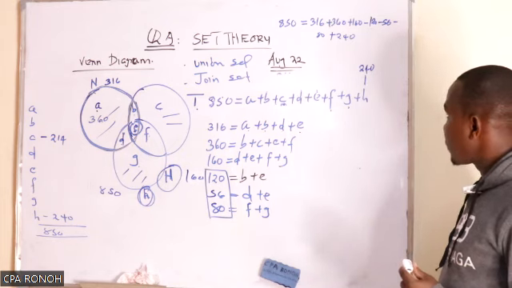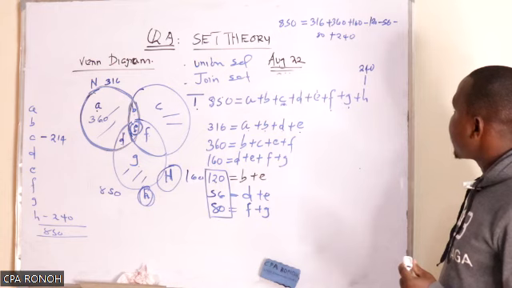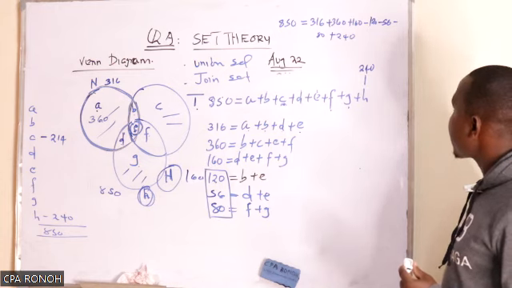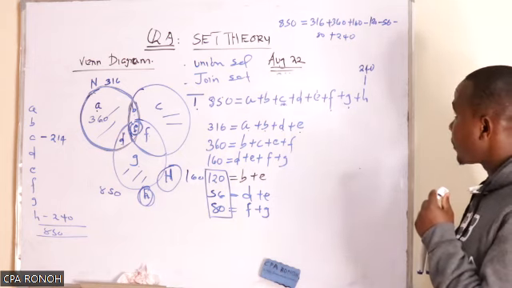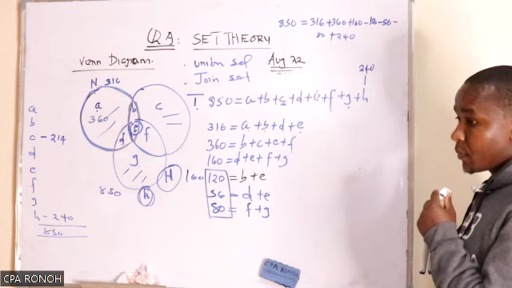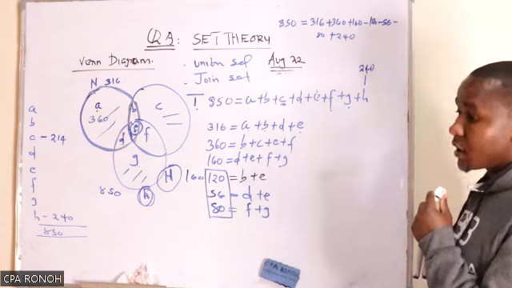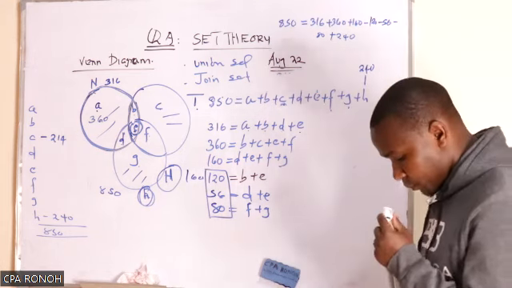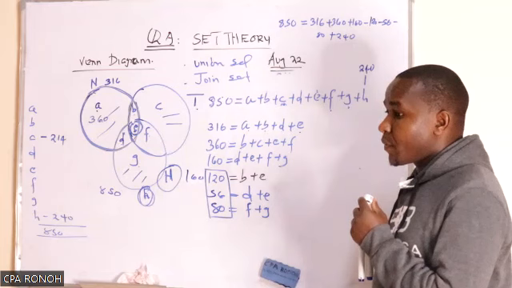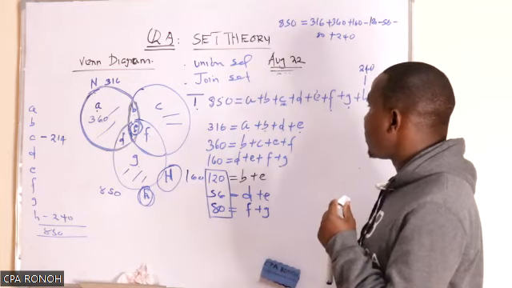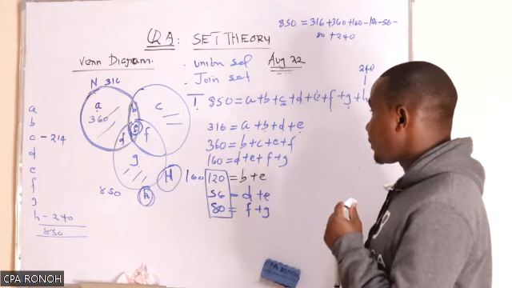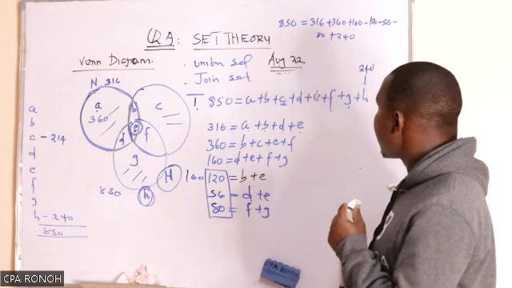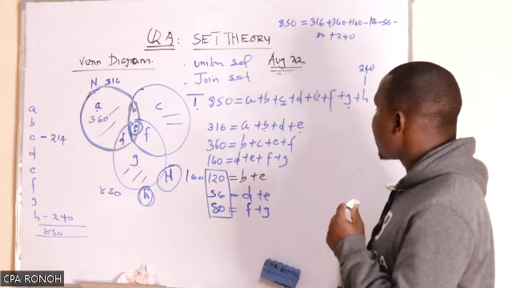Repeat that. 316 plus 360 plus 160 minus 120 minus 56 minus 80 plus 240. That gives us 820. Yes, 820.